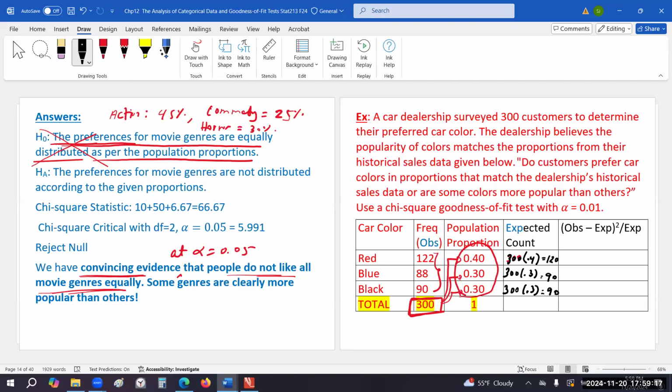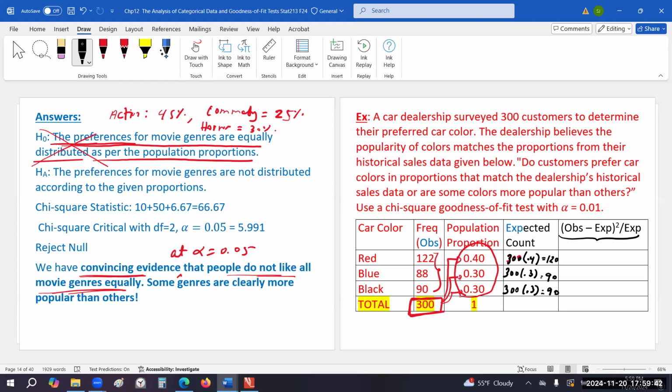Wonderful. So to find the chi-square statistic, now I need to fill out this formula. In the exam, I'm going to give you the first 3 boxes. You need to fill out the last 2 boxes, and then add the last box to find the test statistic.